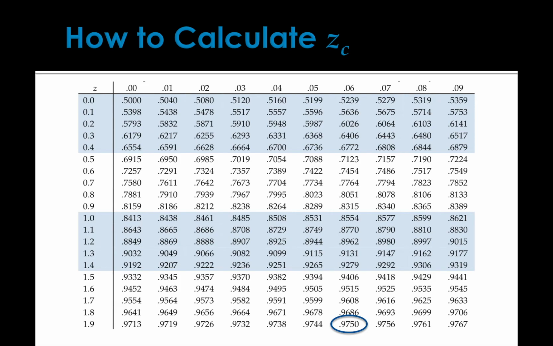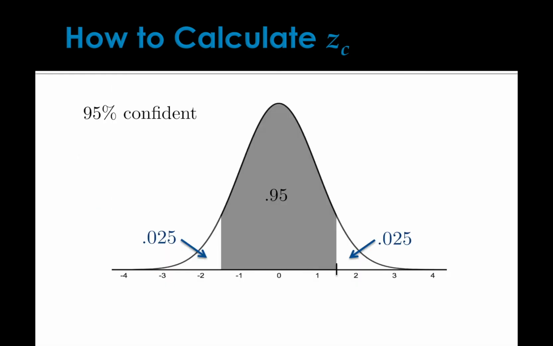Then we read the table backwards. That's in the 1.9 row and the 0.06 column. So the number we're looking for is 1.96. All right, so I go back to my distribution and I find 1.96.